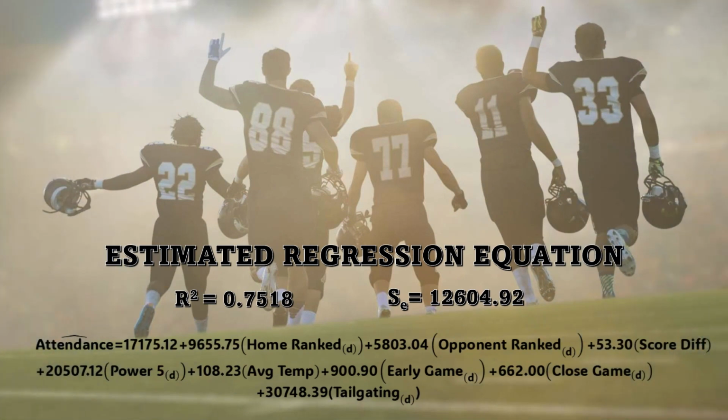In those aforementioned variables, we created this estimated regression equation, where we surprisingly found that everything increased attendance, and our model was also fairly accurate, with an R-squared of 75%, and our predictions were off by an average of 12,604 attendees. I will now be handing it over to Savannah to take a look at our Tableau.